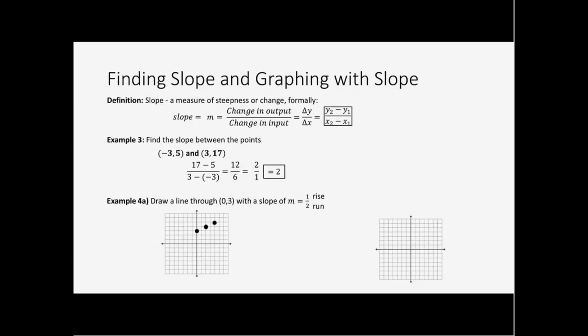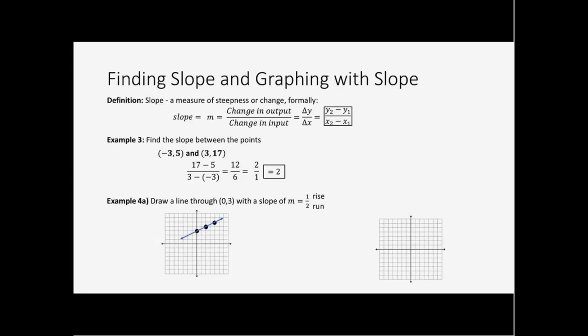And then I'm going to do it again. I'm going to plot another point, up 1 over 2. Those are my points. That's all I need to have. We talked about in a previous section that you only need 3 points to draw your line, and voila, there is my line that goes through 0, 3 and has a slope of up 1 over 2.